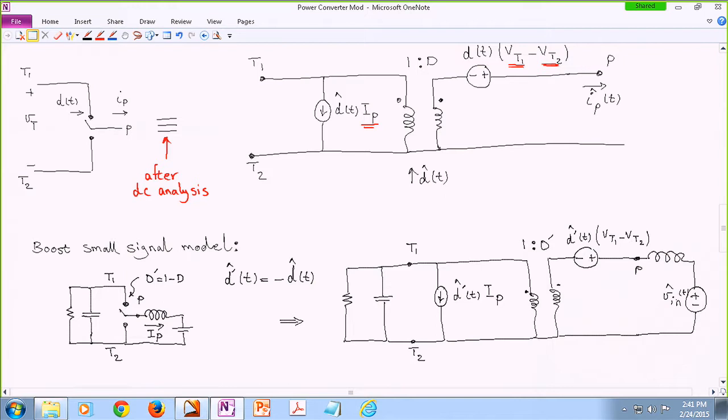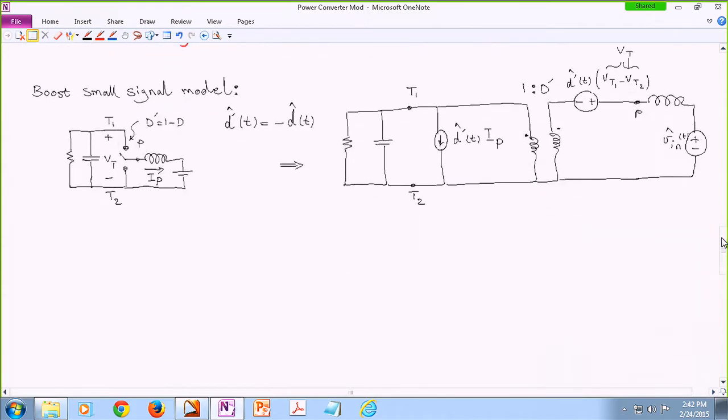Then we can work with this a little bit. For instance, we can get rid of VT1 minus VT2, or we have IP over here. We don't know what that is. So this is VT, by the way. Or we are not comfortable working with D prime, so I can redraw the circuit and clean it up a little bit to this form.